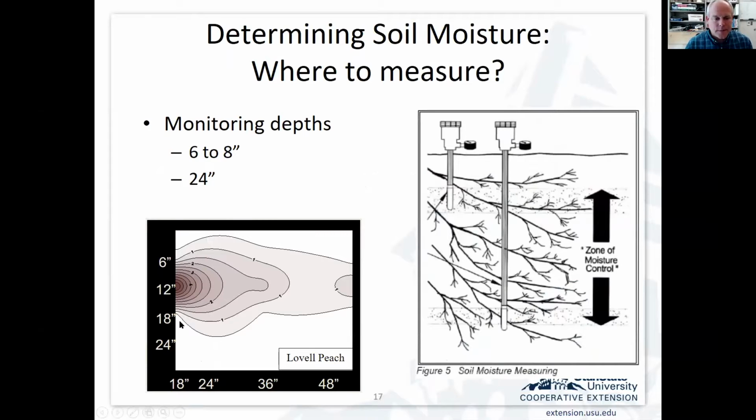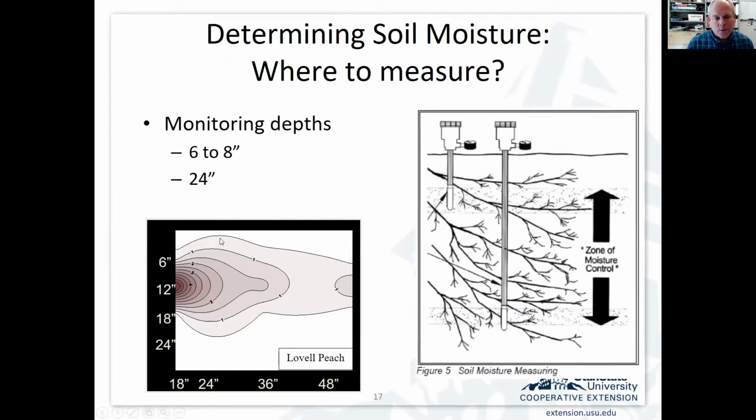This is a map. We did a distribution of peach roots in a very young orchard. Most of the roots at this site were between about 4 inches and 24 inches, with the highest concentration about 1 foot deep. And this is looking at a cross section of the soil from where the tree is located to farther away. So you can see in that particular setting, our roots were mostly in the top 2 feet.